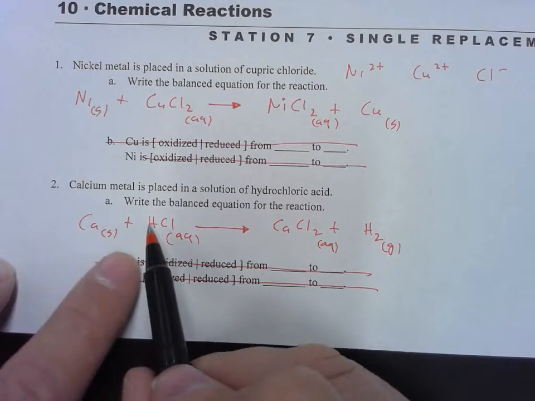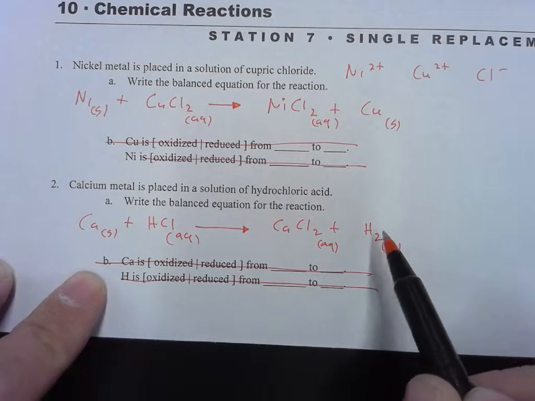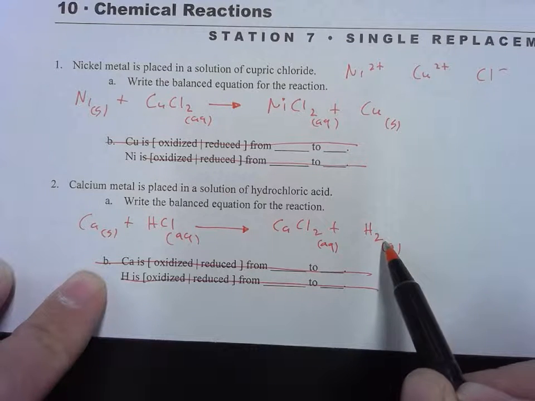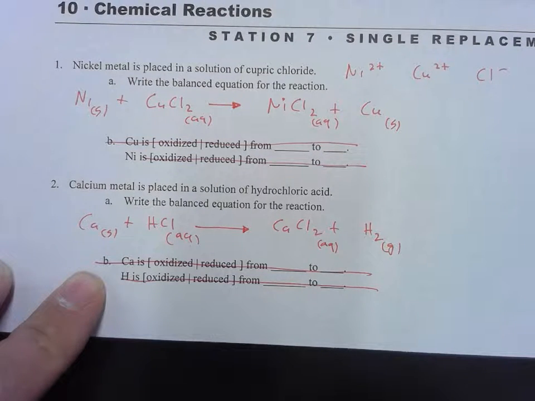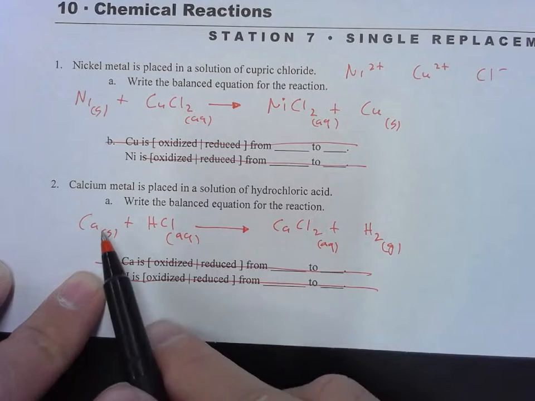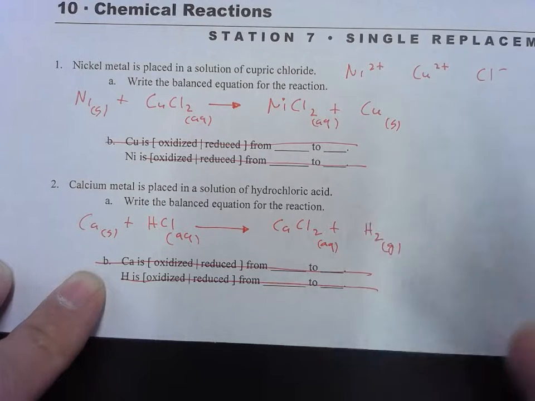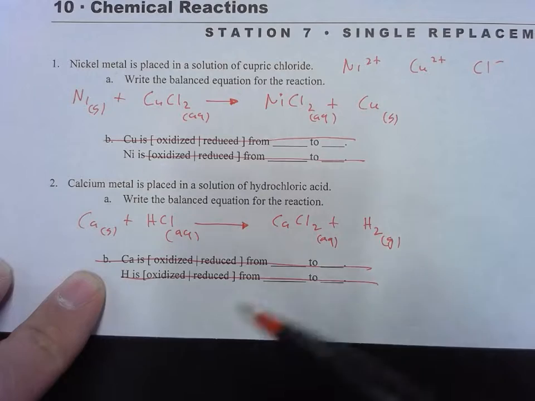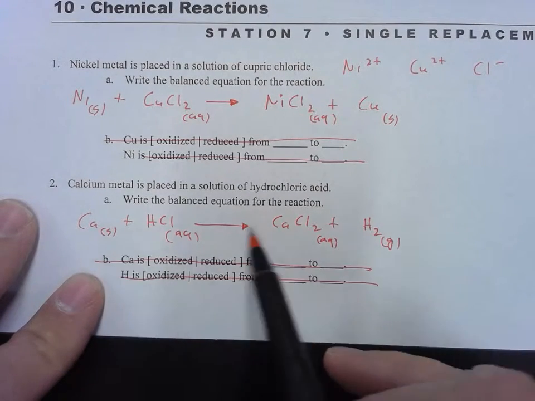Aqueous. And there you have that. If calcium switches with hydrogen, you cannot write hydrogen by itself. You can't just write H plus because it's diatomic. You have to write H2. Oh, we forgot to balance, didn't we? We'll get to that in just a second. It's H2, and anytime you have H2, it's a gas. It never forms H2 solid. It's a gas.